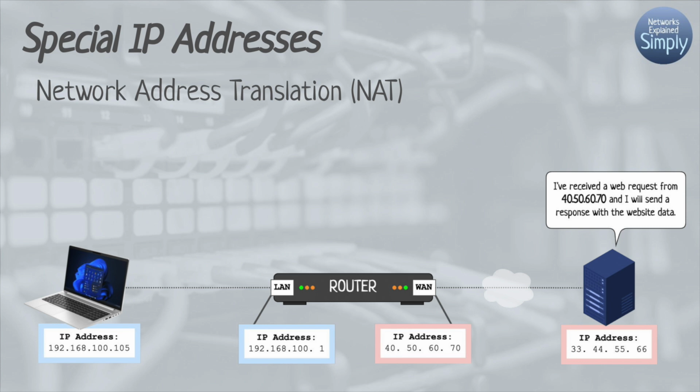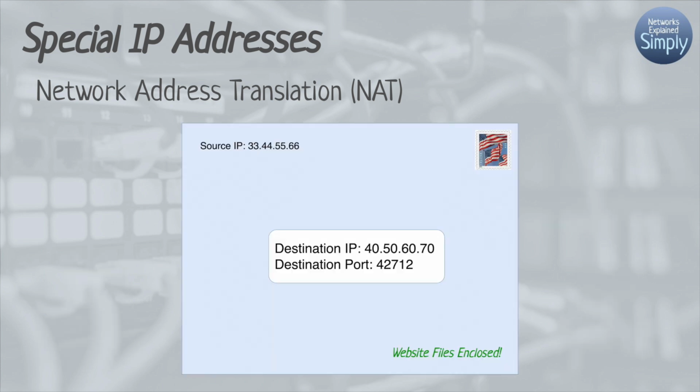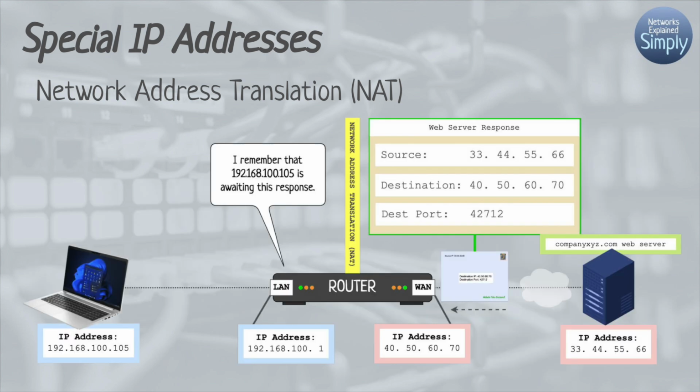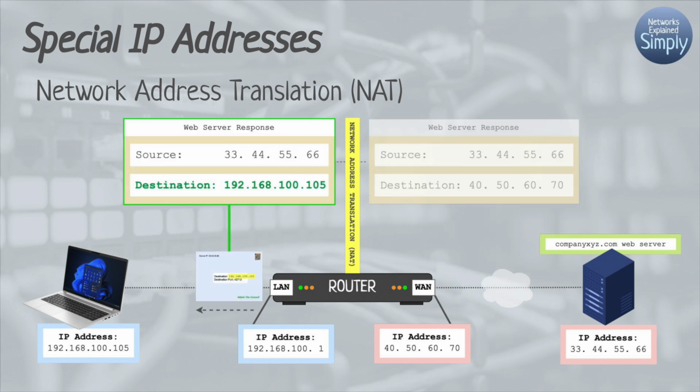When the web server receives this request, it will generate a reply. The destination for the reply will come directly from the source of the original request, and it will also reference the source port number in its reply as a destination port number. When the web server's reply makes its way back to our local router, the router will use network address translation again. Consulting its own translation table, it will remember that port 42712 was used as the source port on the original request, and that the request came from 192.168.100.105. Based on that information, the router will then alter the destination address again, this time altering it back to the internal private IP address for our computer.